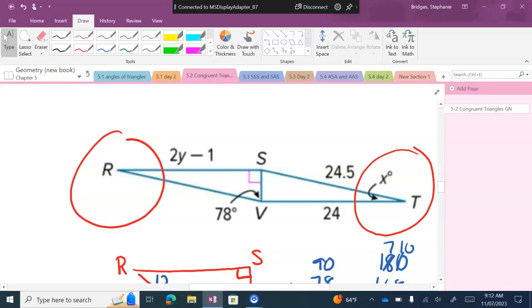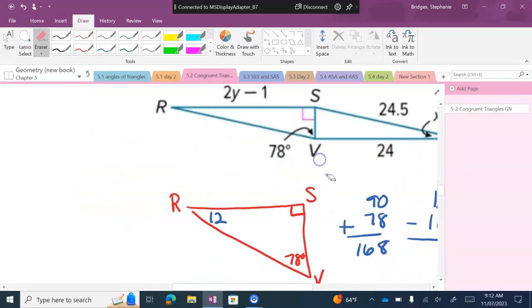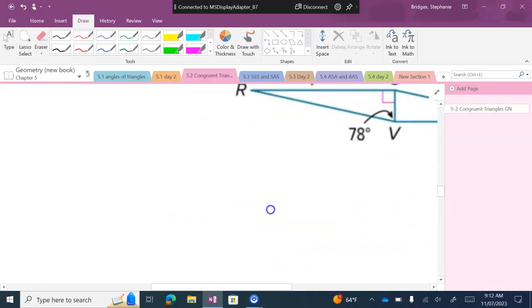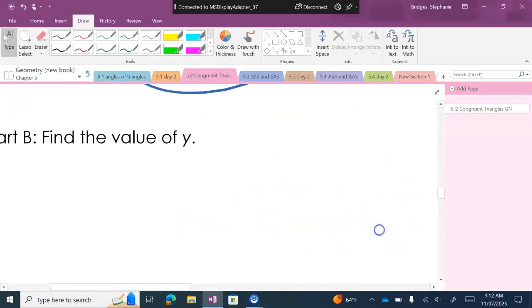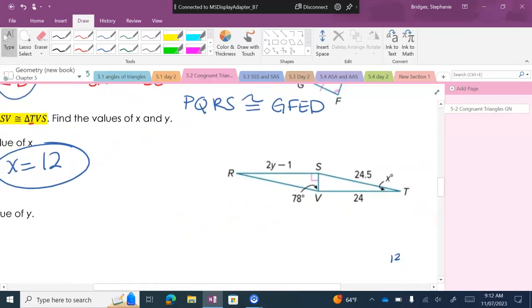That follow along? Okay. All right, let me erase. And let's talk about what we need to try to figure out now. What is it asking me for? To find the value of Y. All right, so do you notice Y is what segment? RS. So what we have to figure out is which segment is the same as RS in my other triangle.